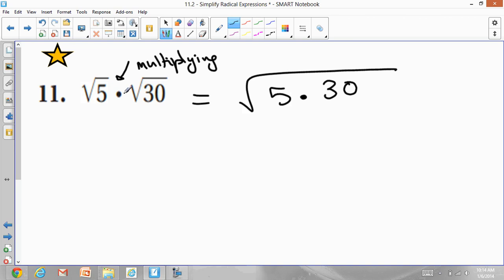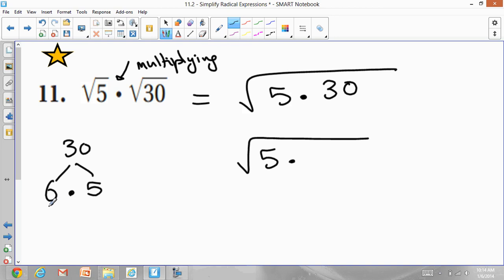You cannot bring them inside if you have a plus or a minus. So you have to be cautious. If you're multiplying, you just open up a big square root symbol and bring the 5 and the 30 inside. So 5, I'm going to leave as it is. The 30, I'm going to break apart as 6 and 5. So 6, I'm going to break as 3 and 2. So basically my 30 is 3 times 2 times 5. 3 times 2 is 6. 6 times 5 is 30. So I'm going to break my 30 as 3 times 2 times 5.